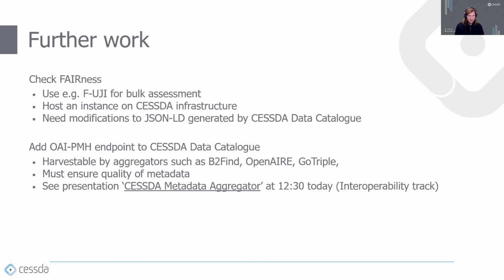But we're thinking of extending this work further. One of the things we're working on at the moment is extending this bulk validation pipeline to potentially check for FAIRness using, for example, F-UJI for bulk assessment. And we're currently doing work on the data catalog itself so it exposes the necessary information in order to perform this validation. And as well as this, the aggregator has been mentioned several times already, but this is still work in progress. And the idea is the metadata exposed by this aggregator is of an ensured quality, and for more information on that, there is a presentation happening today, which you can check the video on demand later.